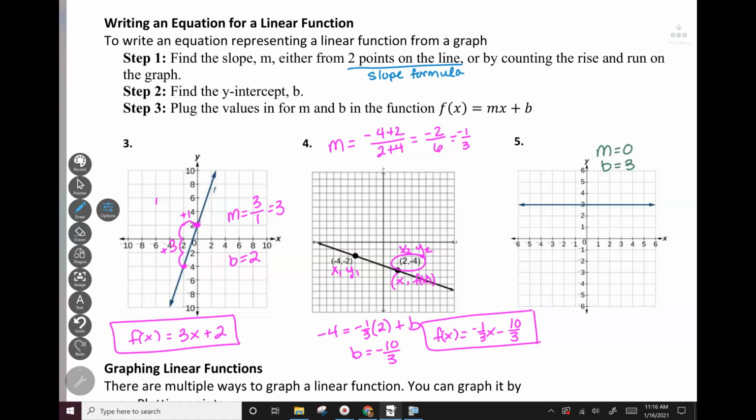As you plug that into the function, you've got f of x equals 0x plus 3. Well, 0 times anything is 0, so that's just f of x equals 3. So this is the line y equals 3, but we're writing it in function notation, so you get f of x equals 3. No matter what you plug in for x there, 3 is going to be the output.